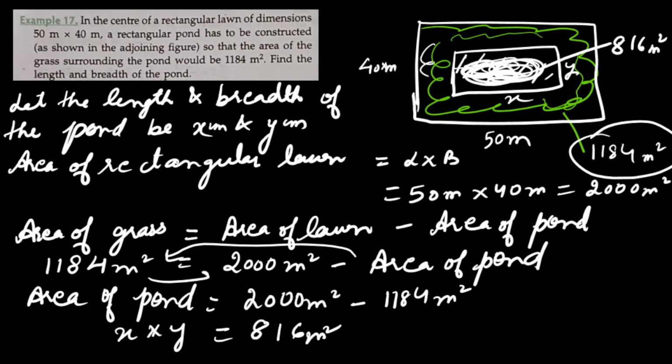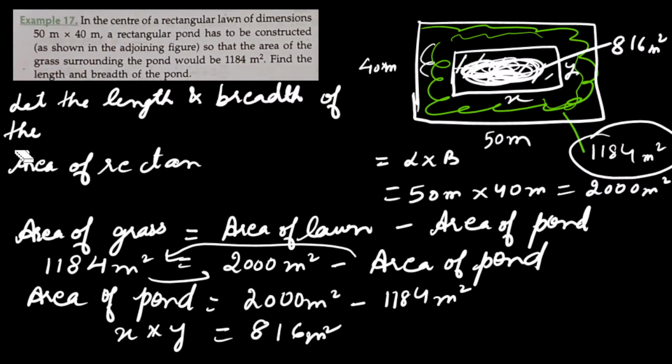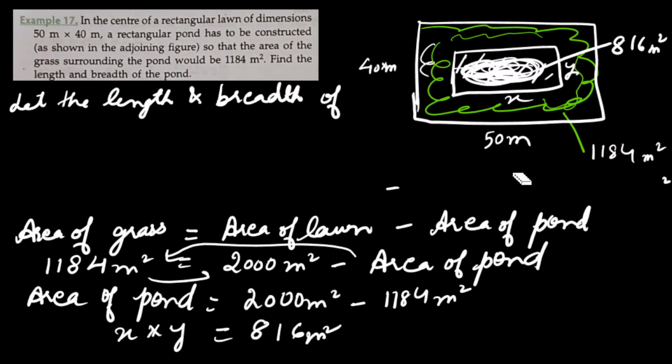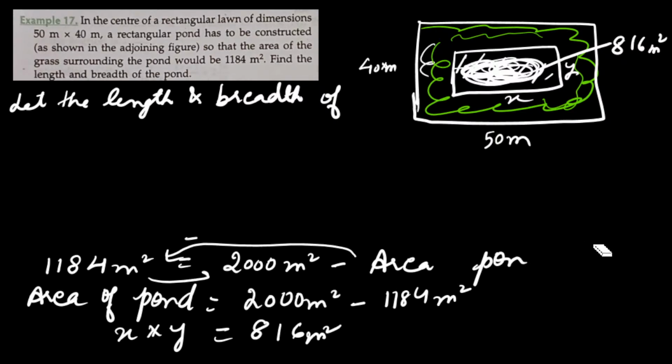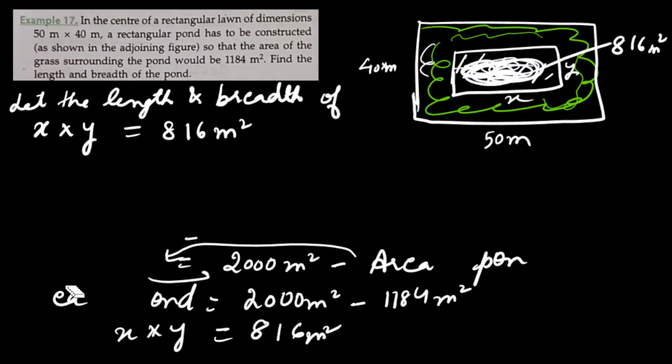So Aditya has also given. See here what we will do. Till here, if you don't have any doubt, I'm just going to clear this. Because we have found x into y, x into y is equal to 816 meter square. Now we need the value of x and y.